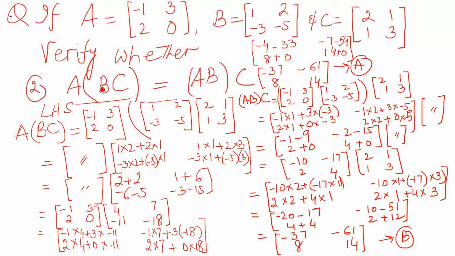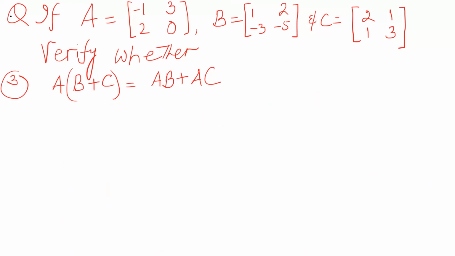What we did, first you have to multiply BC. Whatever is the result of BC, you have to multiply with A. Here you have to multiply AB, and then whatever is the result of AB, you have to multiply by C. Then you have to prove that left hand side is equal to right hand side, or A multiplied by BC is equal to AB multiplied by C. So here is another question.